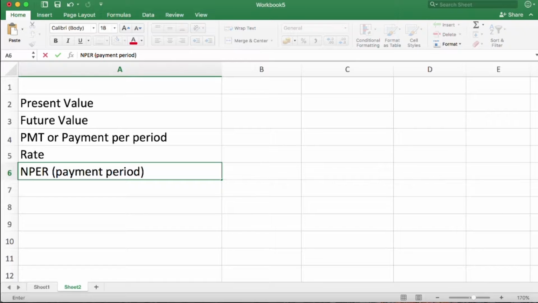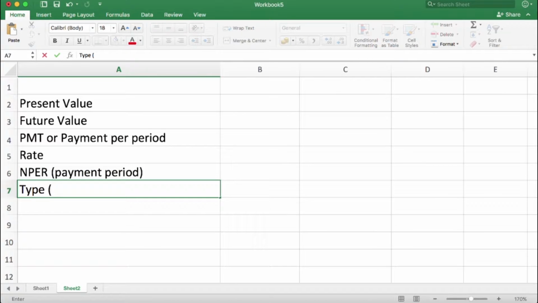NPER is the number of payment periods, and finally type. In many of the cases, we need to specify whether we are starting our investment at the beginning of the period or at the end of the period. So in Excel, the type takes the value of 1 if it is at the beginning. Beginning is equal to 1. End of the period is equal to 0.